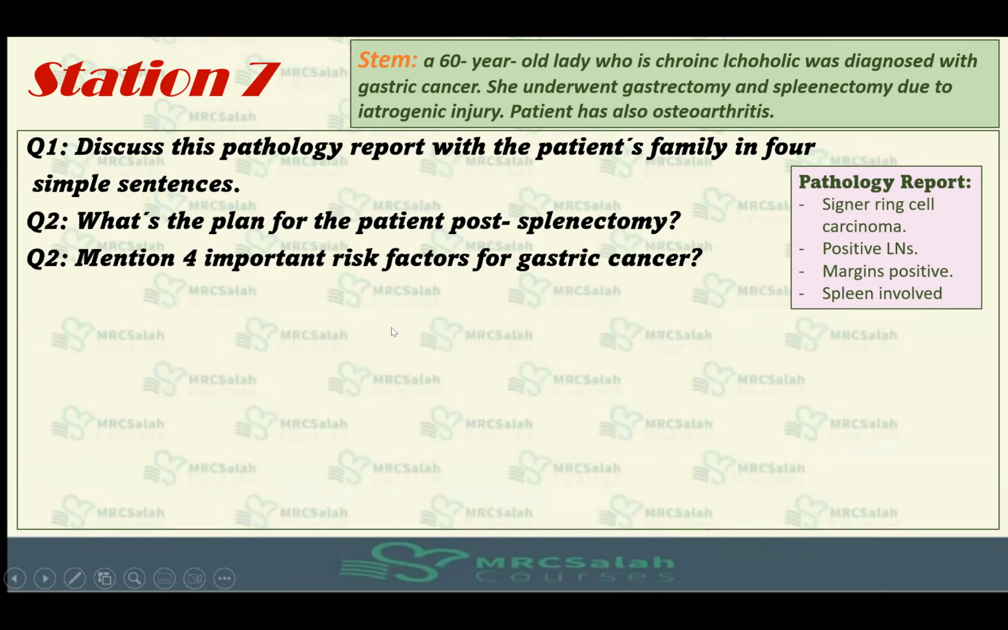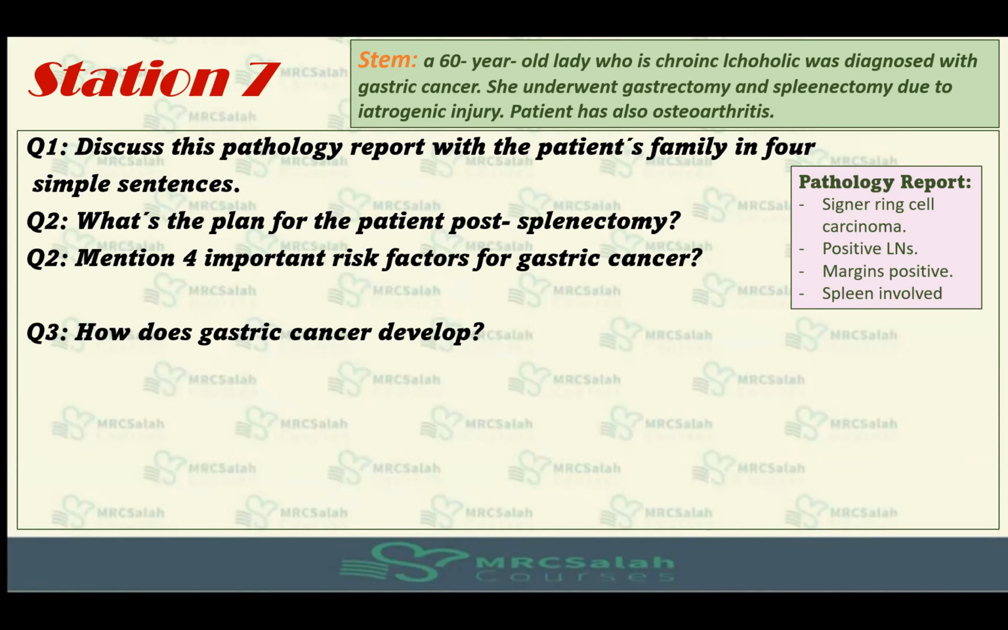Can you please mention 4 important risk factors for gastric cancer? There is Helicobacter pylori infection, chronic atrophic gastritis, intestinal metaplasia, pernicious anemia, adenomatous polyp. Yes, right. Yes, this is very important. And you can say anything else, but the first 4 are actually the most important. Also FAP, and HNPCC, and previous gastrectomy, but these are the most important.